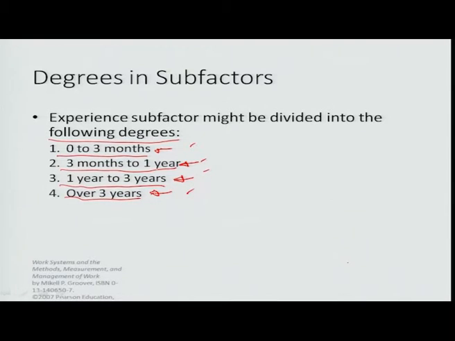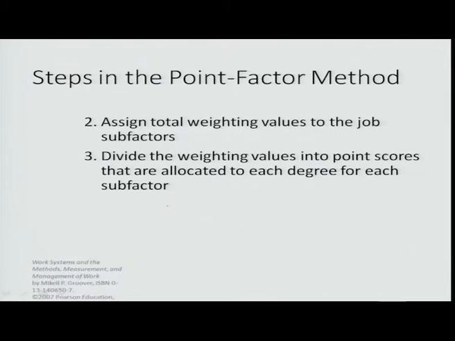What I would typically do is assign a total weighting value to the job sub factors. If I rated this as some number x, I could rate this as 2x, this as 3x, or this as 4x. So you give some objective basis for giving point scores to the various degrees associated with such sub factors. The first point is assigning the total weighing values, and the second is dividing the weighing values into point scores allocated to each degree for each sub factor.